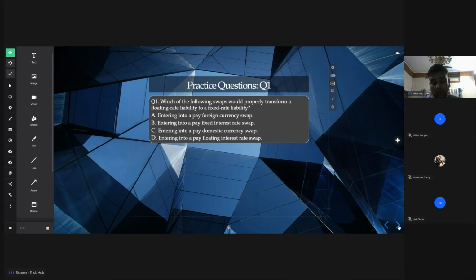Next is, which of the following swaps would properly transform a floating rate liability to a fixed rate liability, guys? Think about it. Tell me now, anybody can make a guess. Which of the following swaps would transform a floating rate liability into a fixed rate liability? Any idea, guys? What do you think?